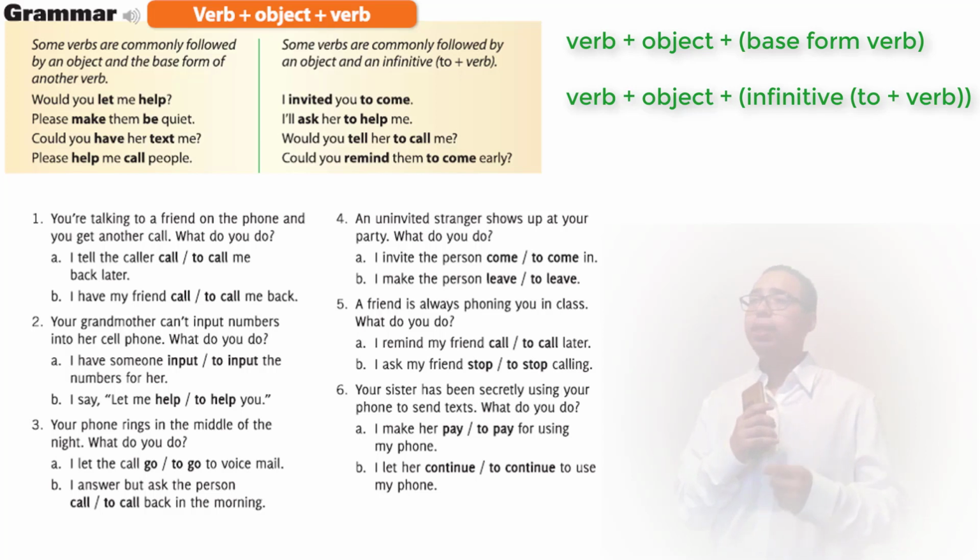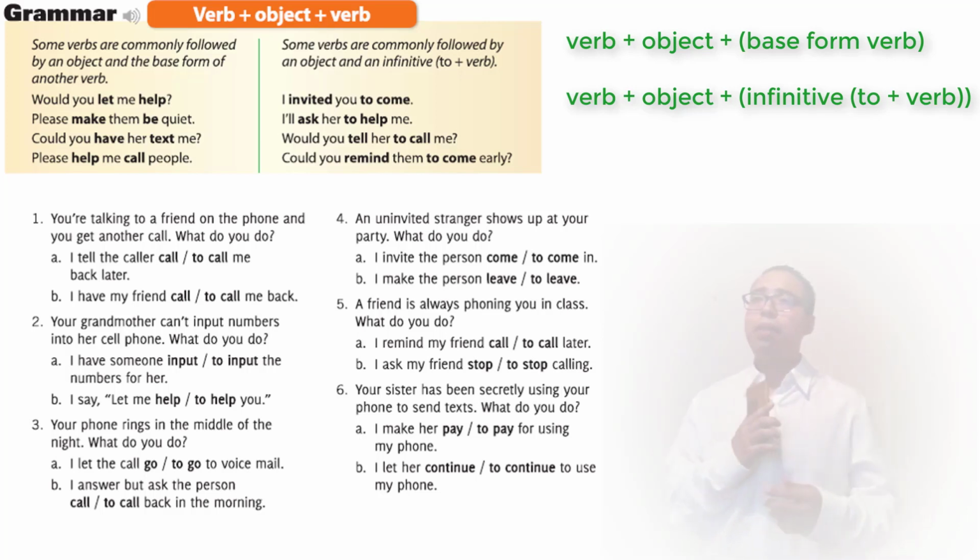Next sentence, please help me call people. There's two actions. First action is help. What is the object? Me. So help me do what? Help me call people. Some verbs are commonly followed by an object and an infinitive, to plus verb.